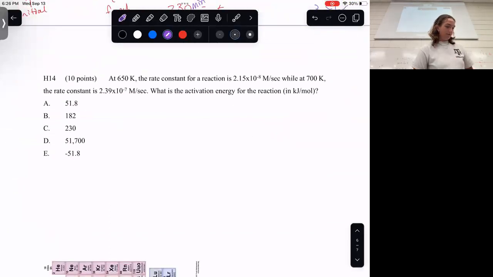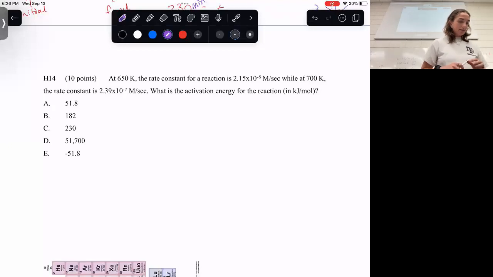Okay, question 14. At 650 Kelvin, the rate constant for a reaction is that, while at 700 K, the rate constant is that. What is the activation energy for the reaction in kilojoules per mole? What do we need to use for this one? Yeah, the fancy formula that looks like the combined one that we just used. Can someone give me that formula?